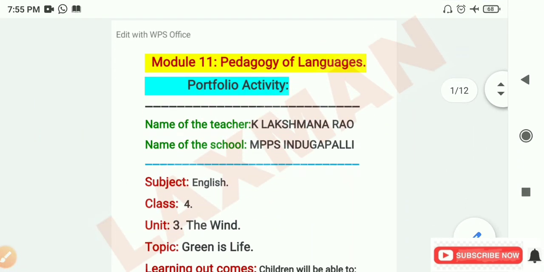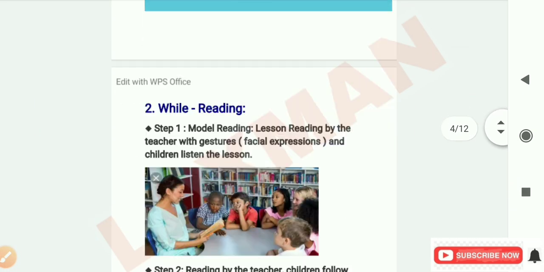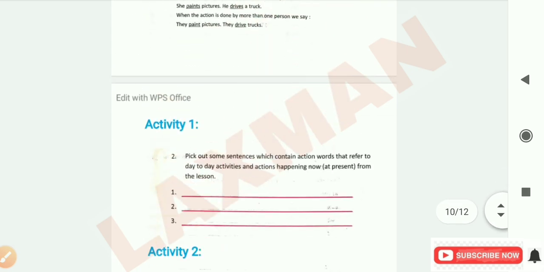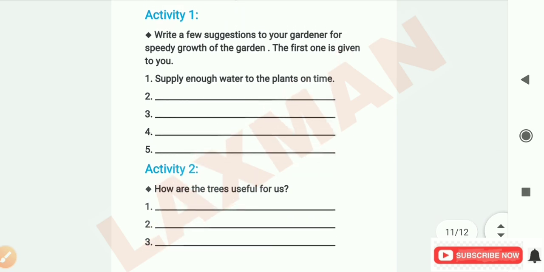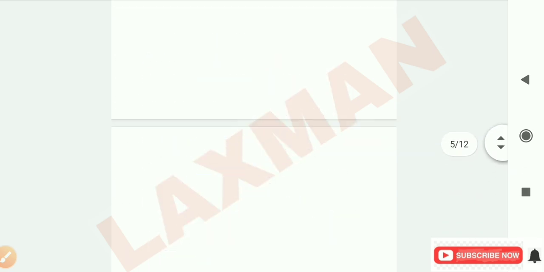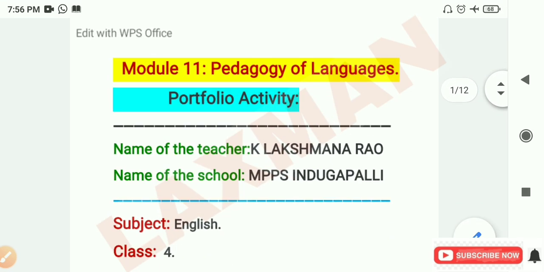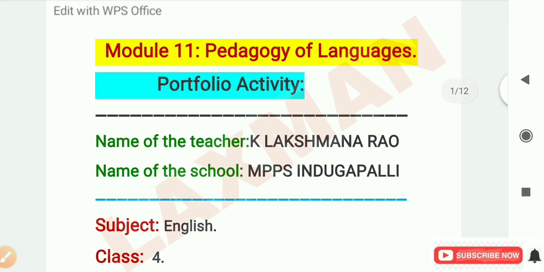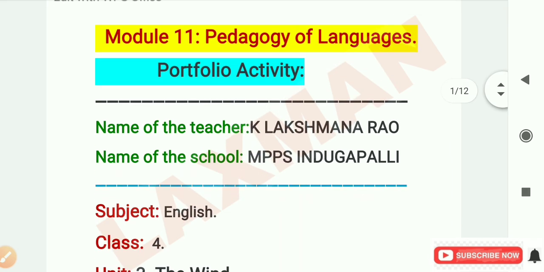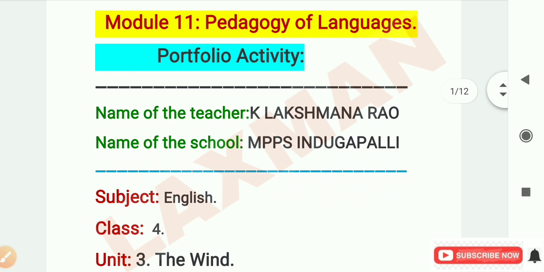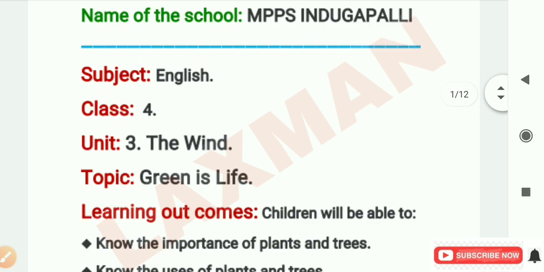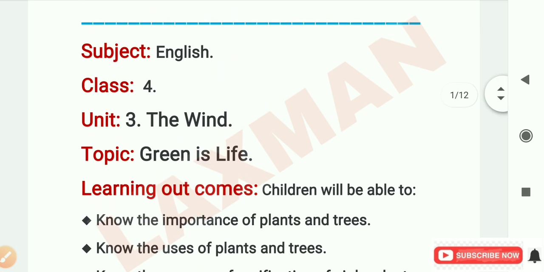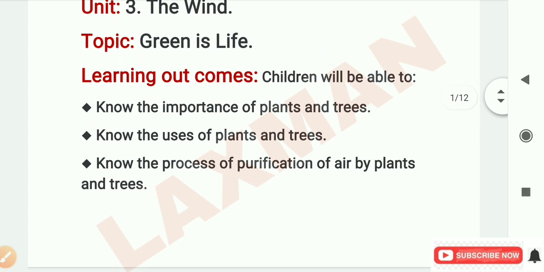So this is the portfolio that I wrote. You can see here the portfolio that I prepared. Let us see in detail what I wrote and how I wrote it in the portfolio. This is the module 11 Pedagogy of Languages portfolio activity. Name of the teacher, name of the school. You have to write the basic details of the teacher, and after that subject English, class 4, unit 3, The Wind, topic Green is Life.